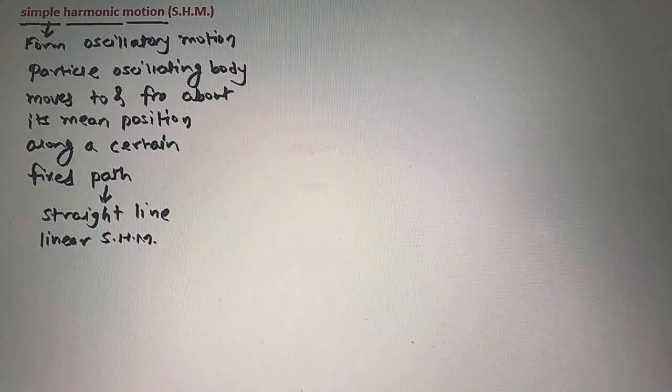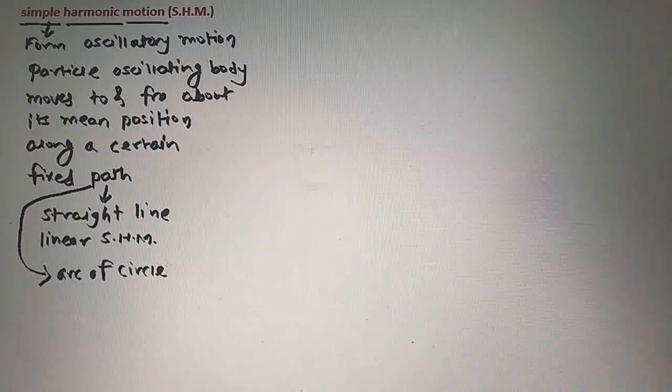So if the path along which an oscillating body, or a particle of an oscillating body, moves to and fro about its mean position is a straight line, then that is called linear SHM. And if the path along which the particle of the oscillating body moves to and fro is an arc of a circle, then that is called angular SHM.